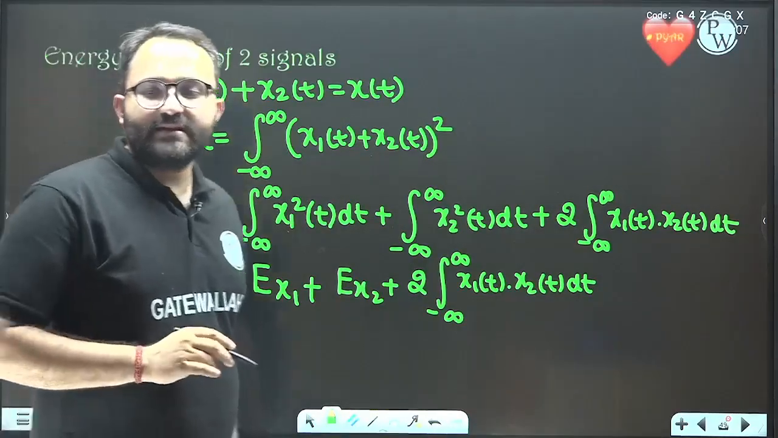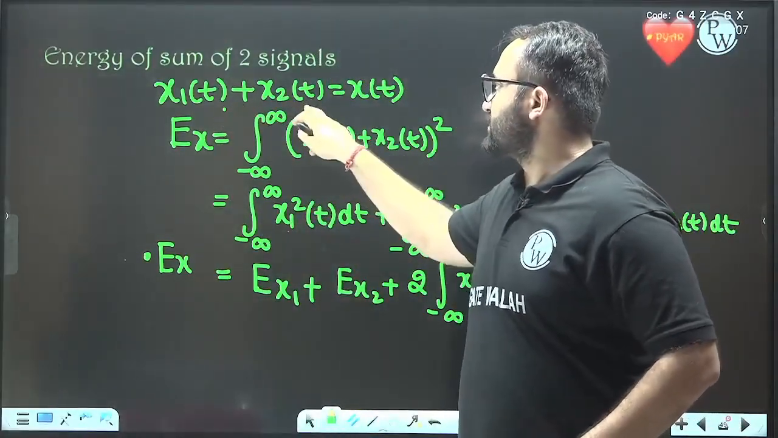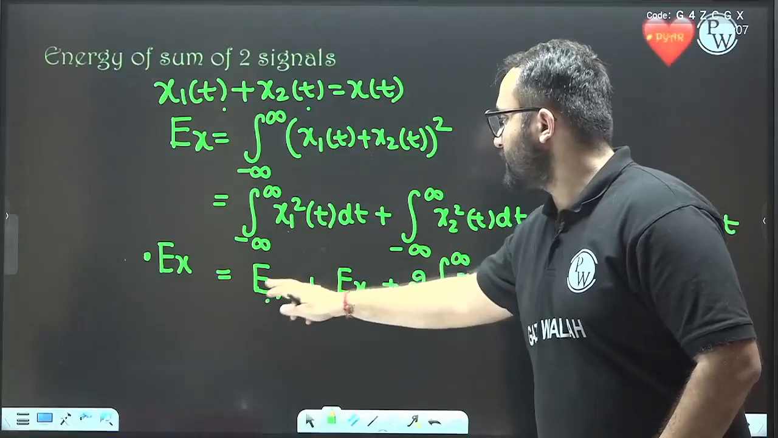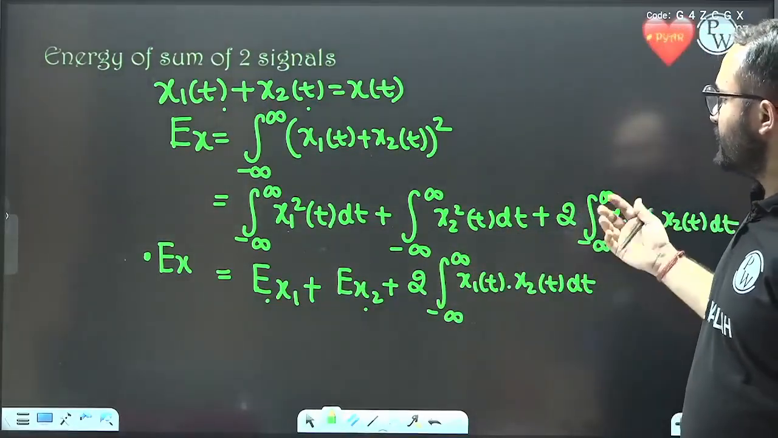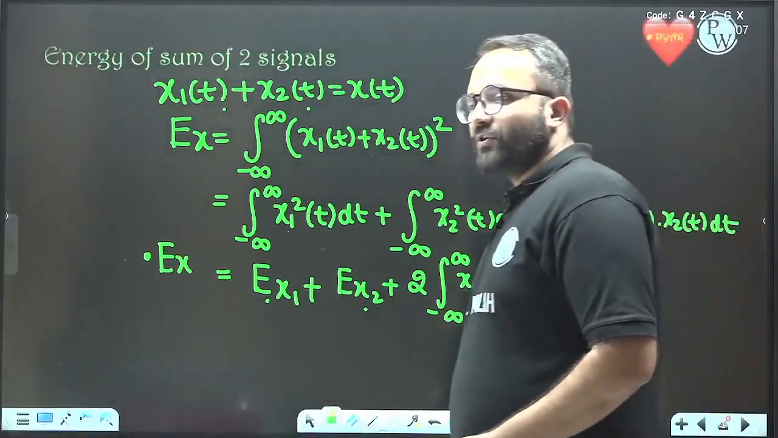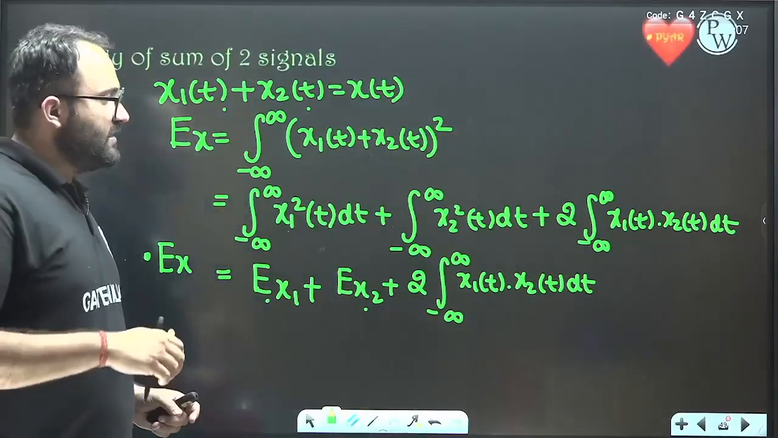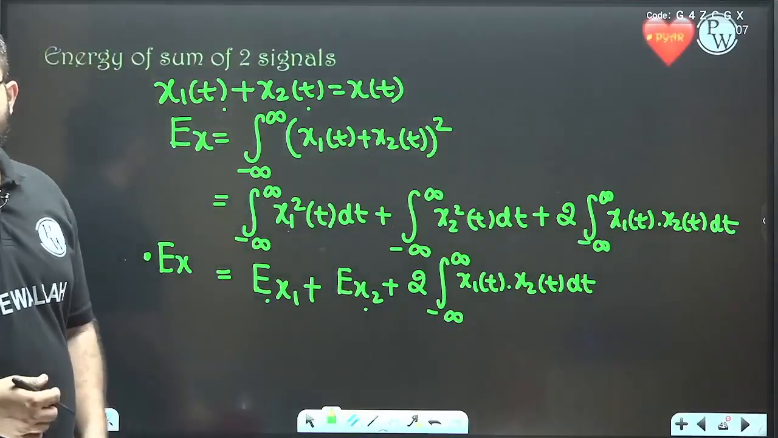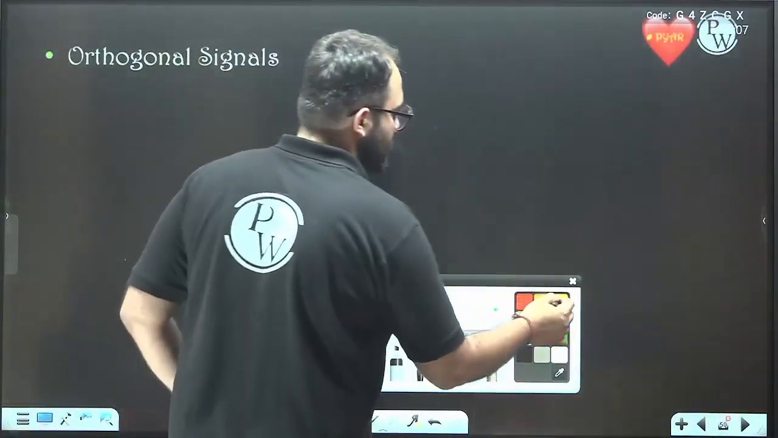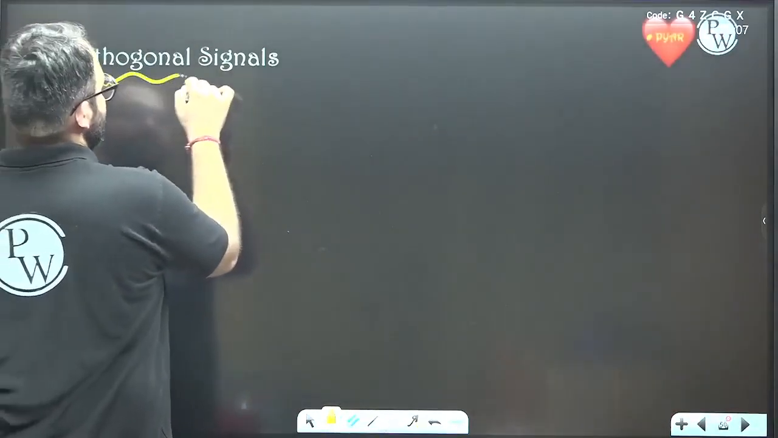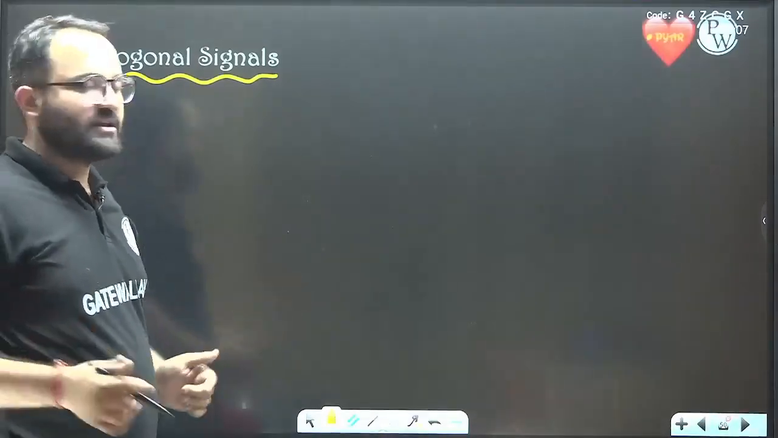So we can see that the energy of the sum of two signals is not equal to the energy of x1 plus the energy of x2. There is one more term, the third term, 2 times the integral from minus infinity to infinity of x1(t) times x2(t). Always remember this, because it can be asked in a statement-wise question. Okay. So what is an orthogonal signal? Always remember, this is also a very important definition of signals.